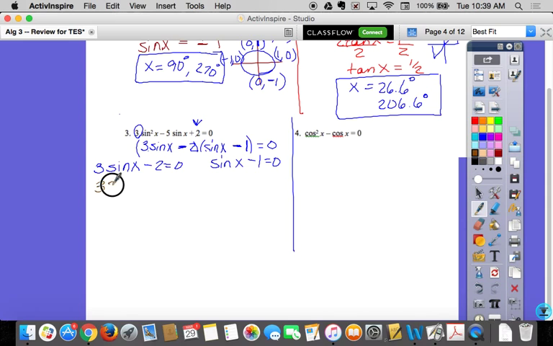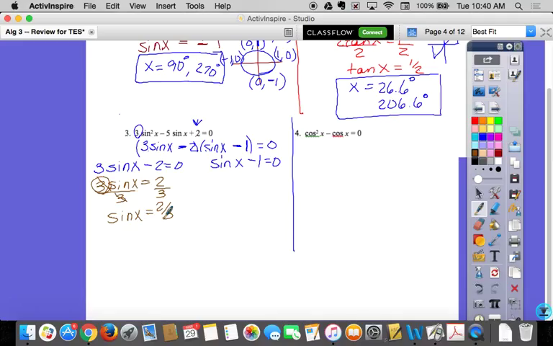So if you move your 2 over, he becomes positive. Divide through by the 3. You always divide through if the number's in front. If it's on the angle, you can't do that. Only if it's out front in front of the trig function. Okay? That's when you can do that. So I have sine x equals 2/3.